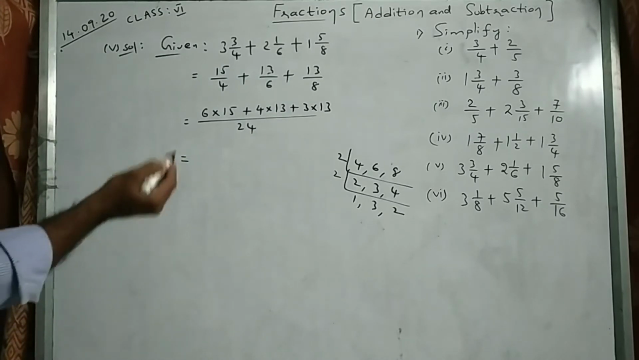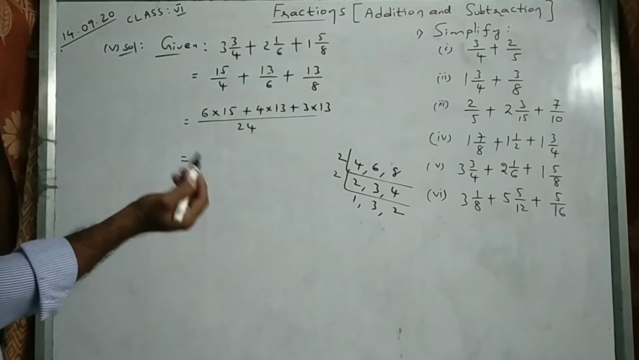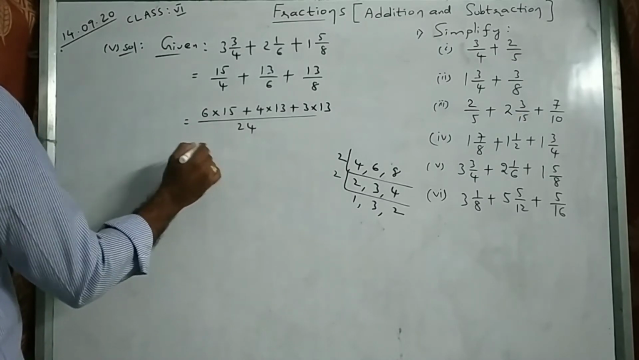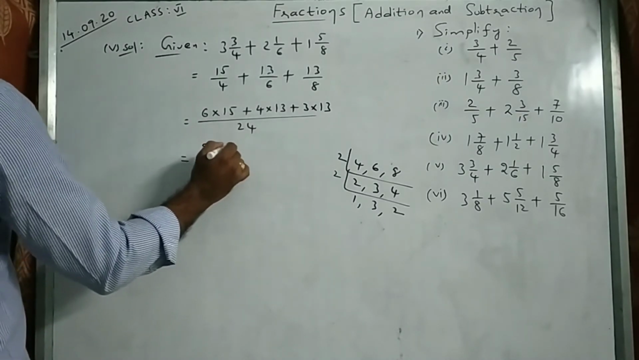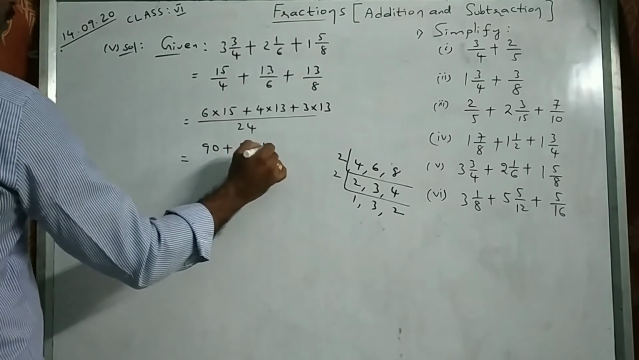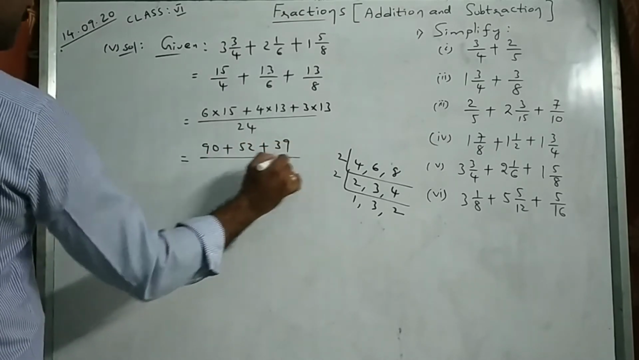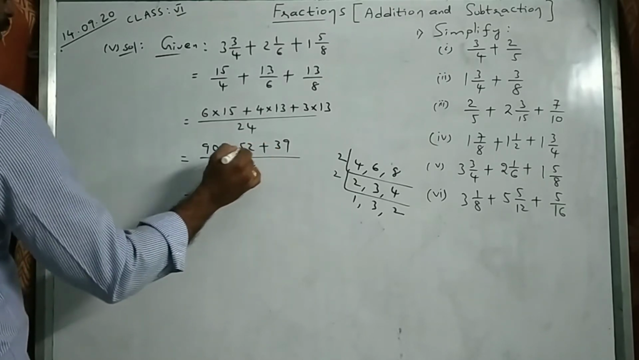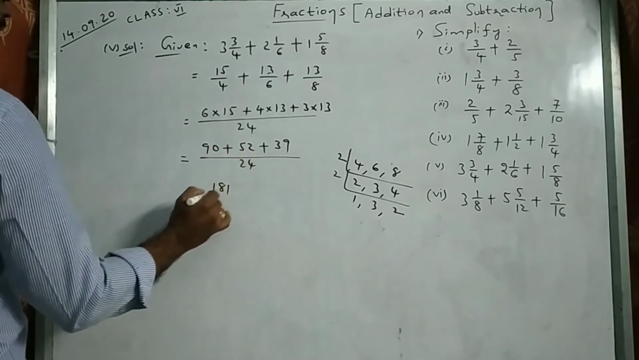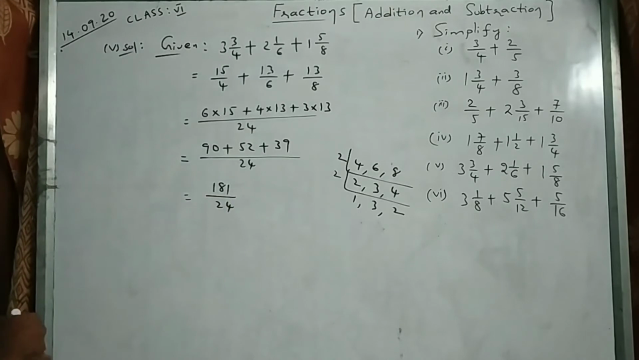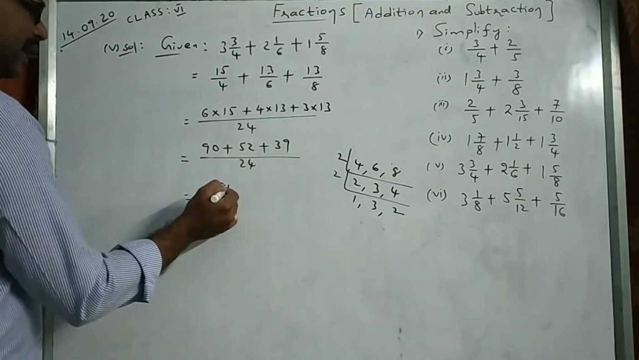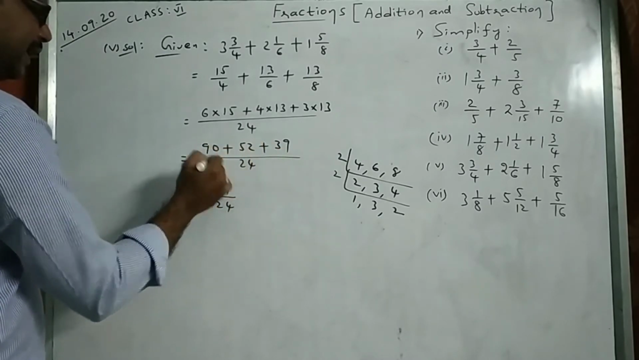Okay? You can change the denominator into 24 and add. Last one we will do that method. 15 6s are how much? 90, 52, 39. Tables, learn perfectly. 9 plus 2, 11. 4 9s, 18. 24. 9 plus 2, 11. 4 9s, 18.